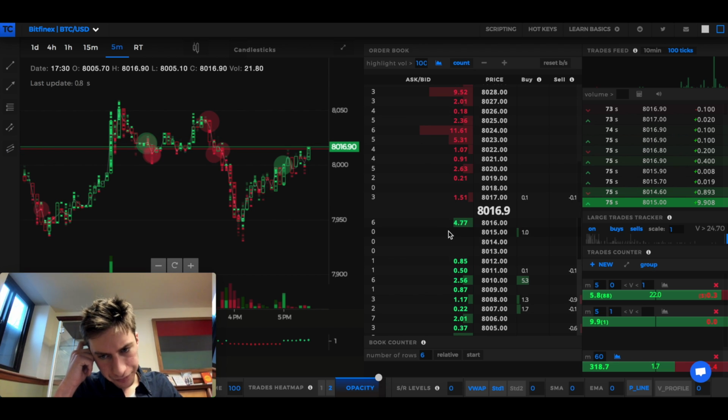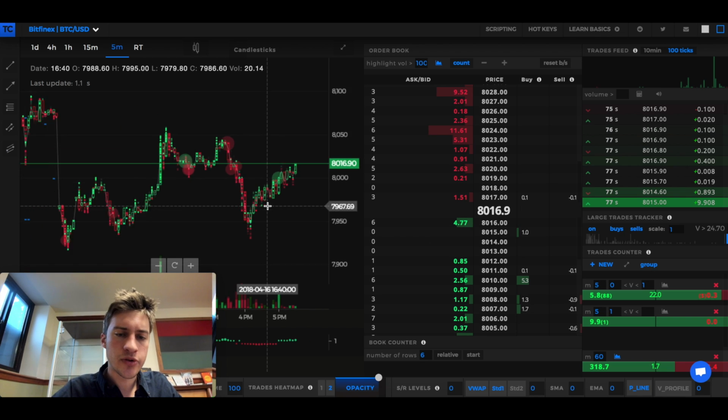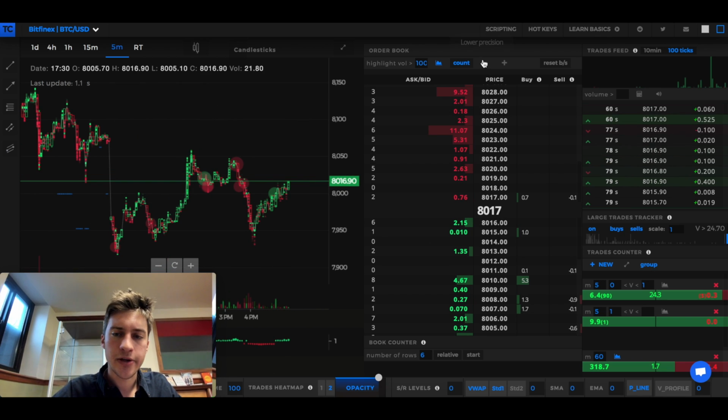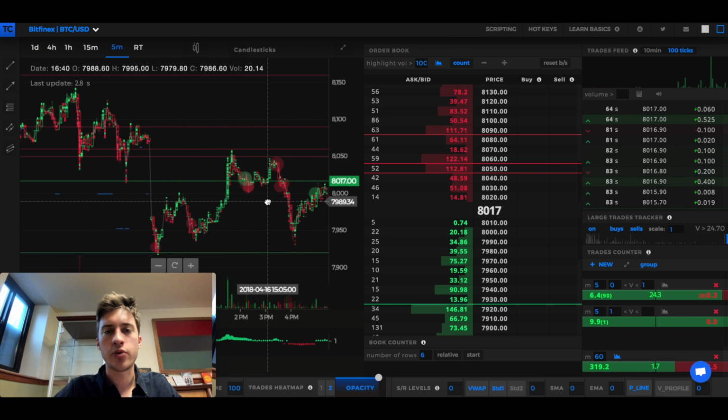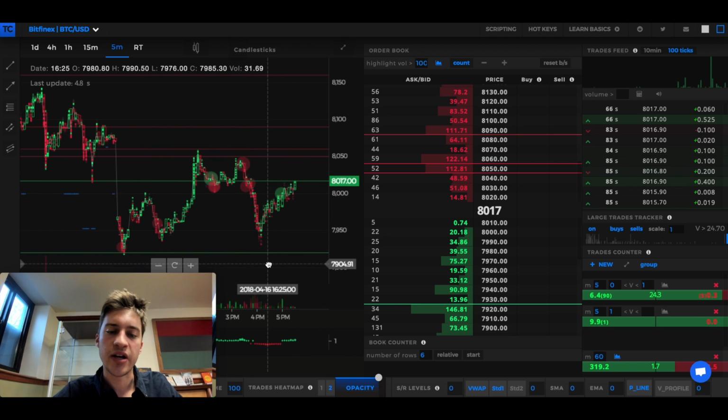So one thing that you can do is if you zoom out here, and if I hit minus here, so I go to lower precision, I have highlight volume over 100. What this is going to do is it's going to tell me price areas that have at least 100 volume in the order book in that price range. So at 79.20, we can see that there are 146 Bitcoin to be bought. And then up here, 112, and so on as I do that.